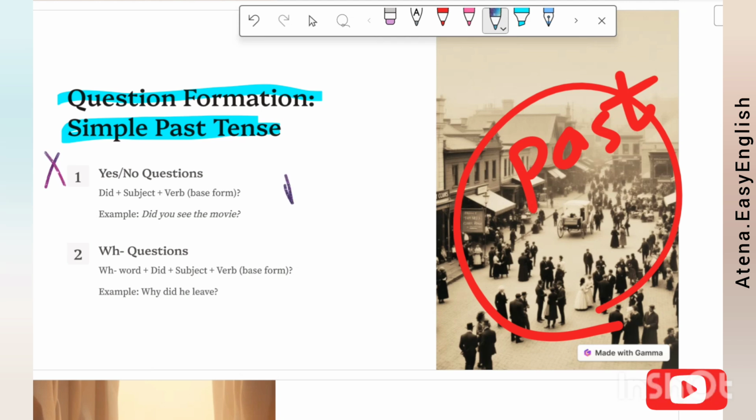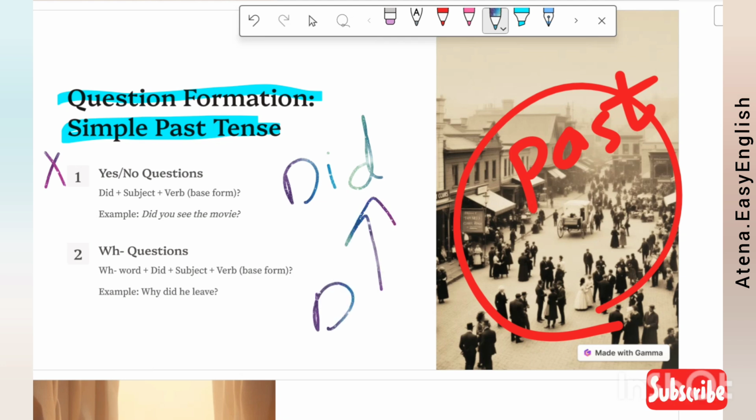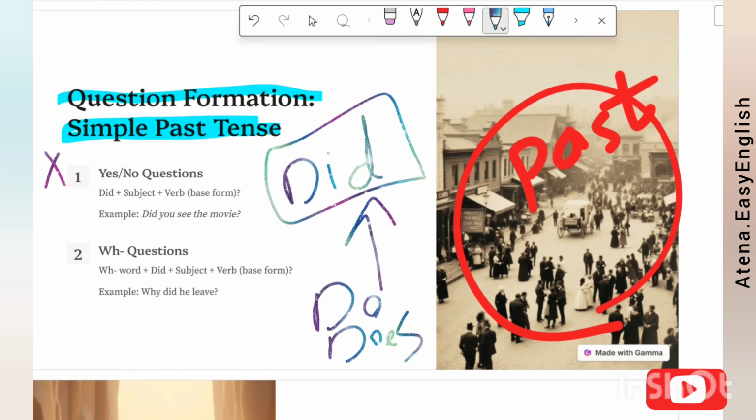We use did. Did is the past form of do and does in English. So, anytime that you want to talk about past, remember did. Okay? Yes/no question. Did plus subject plus verb. And here the verb is base form. No ing, no ed.